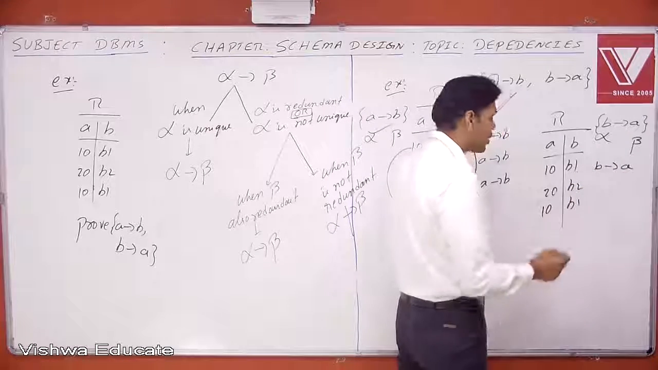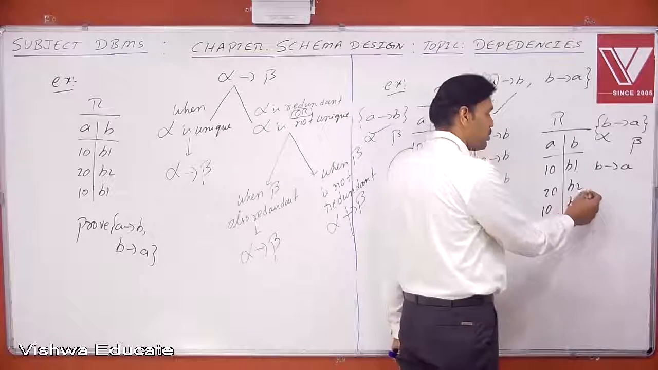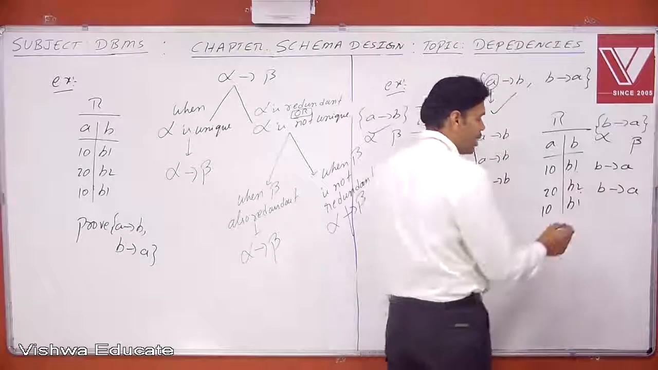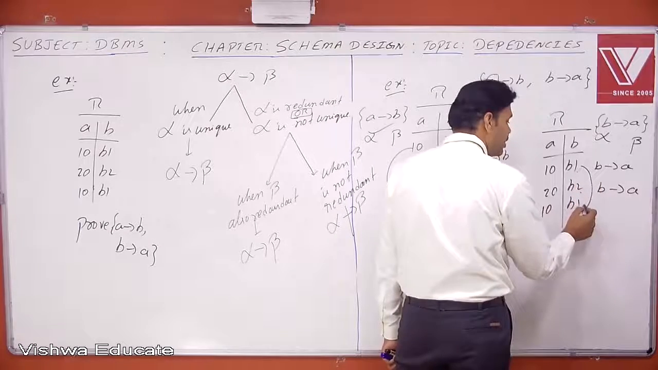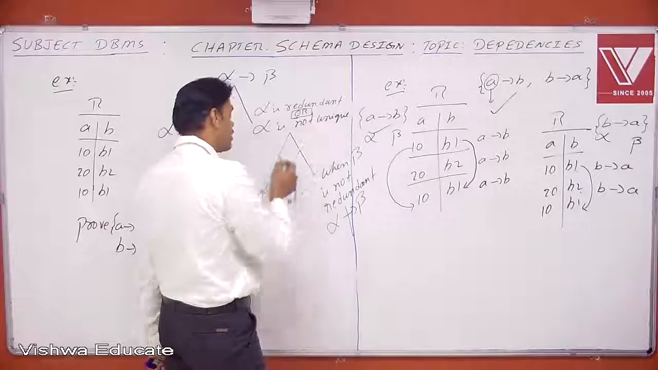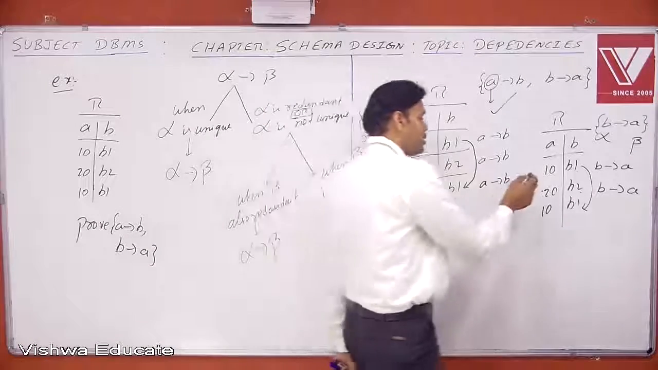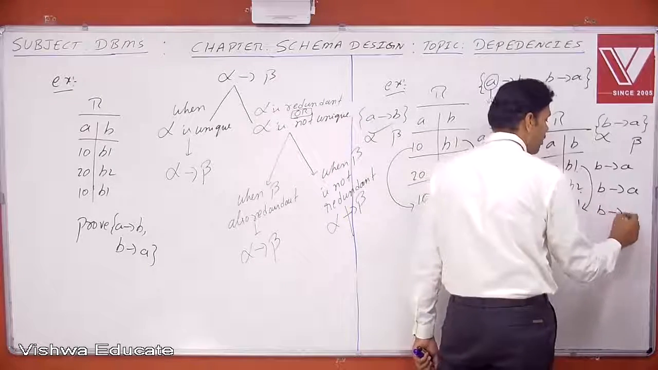B2A is proved. And B2 is a unique value or redundant value? Unique value, so what is proved? B2A is proved. And this tuple is unique value or redundant value? Redundant value. So when alpha is redundant, what has to be redundant? Beta also is supposed to be redundant. So beta is redundant. So therefore, here also what happened?